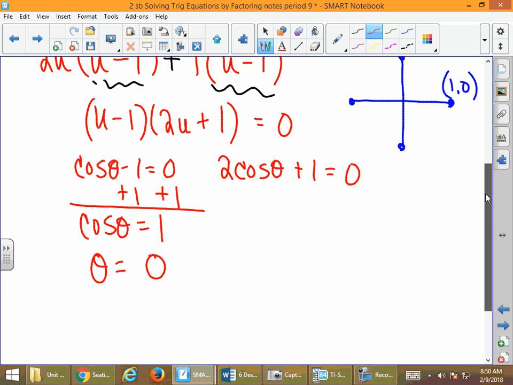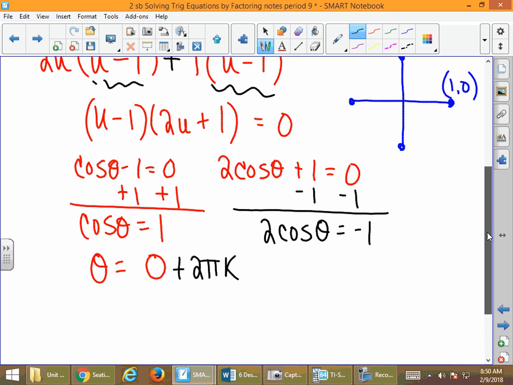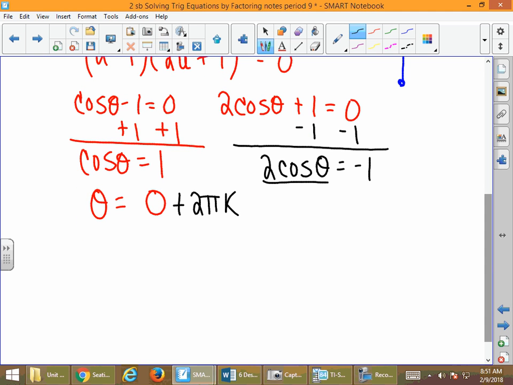So if we want to have the general formula for it, since there's only one, we're going to have to add 2 pi k to that. So if we go around once, then it's going to be 2 pi. If we go around twice, we get to 4 pi. If we go around 3 times, we get to 6 pi, and so forth. Over here, on our other factor, let's subtract 1 from both sides. And we get 2 cosine theta equals negative 1. Divide both sides by 2. And we end up with cosine of theta equals negative 1/2.